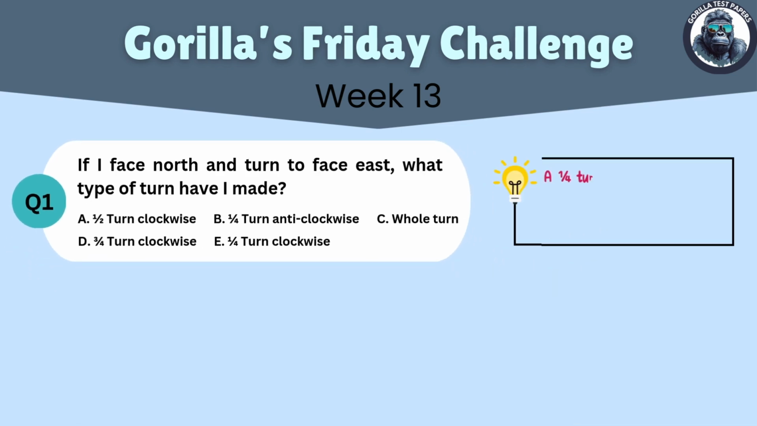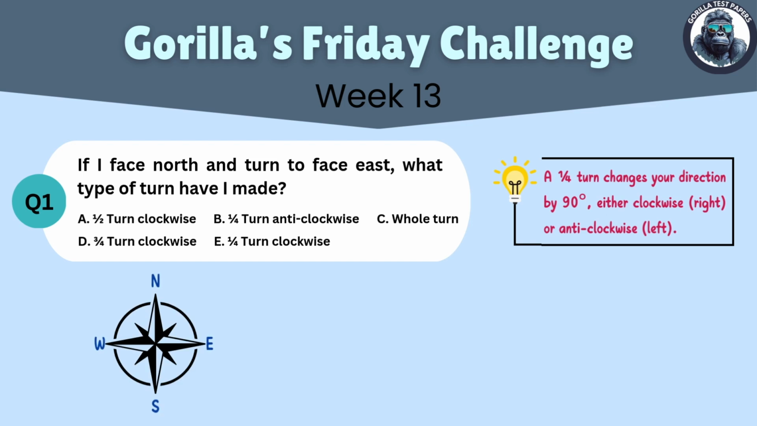The first learning point of the week is that a quarter turn changes your direction by 90 degrees, either clockwise, which is right, or anti-clockwise, which is left. Now let's look at the starting direction. We're facing north, and the question tells us we turn to face east. So now we need to work out what kind of turn this is. From north to east is a 90-degree turn, and since it's turning to the right, it's a clockwise turn.